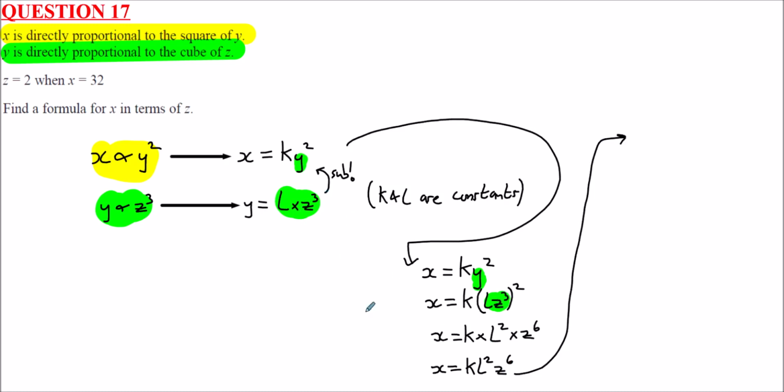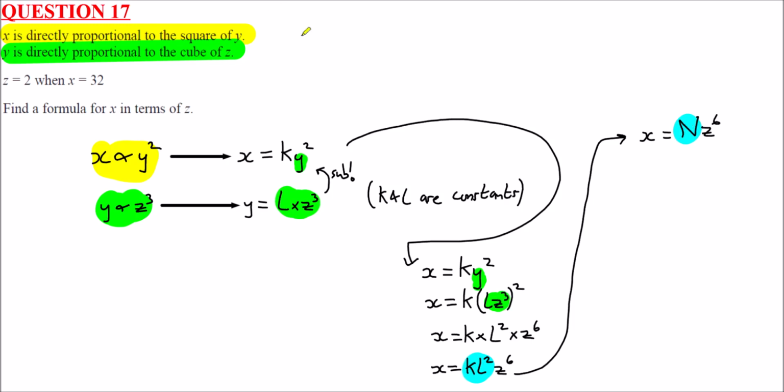Now k and L were just constants. So whatever k was, it's just a number. Whatever L is, it's just a number. So k times L just means some number times another number. So k L squared is just going to be another number as well. So I'm just going to say x equals big N, some big number, times z to the 6. So I'm just replacing here. Whatever k L squared is, I'm just calling it big N, because I can't be bothered writing down k L squared all the time. That's just another number, call it big N.